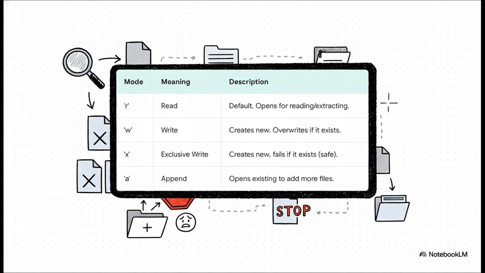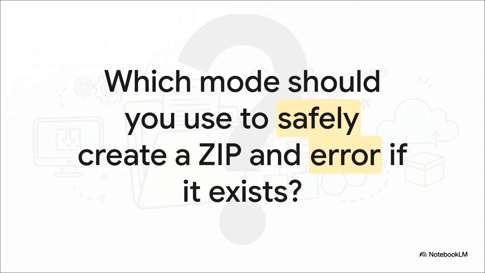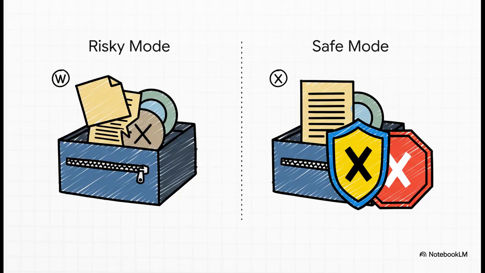It'll create a new file, but if one already exists, it stops and throws an error, which saves you from accidentally deleting something important. Okay, so quiz time. Based on what we just talked about, which one of these modes is our safety net? The one that makes sure we don't accidentally overwrite an archive we wanted to keep? And the answer is C, X for exclusive write. It's really the mode you want to be using most of the time when you're creating new archives, just to be absolutely sure you're not destroying something that's already there.